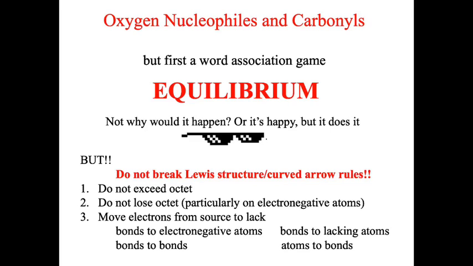That said, there are some things that are so wrong you can't do. So don't break Lewis structures or curved arrow rules. Do not exceed octets. Do not lose octets, particularly on electronegative elements. Don't be setting up a system where an oxygen has 6 electrons around it. That's not going to happen. You screwed up. Move electrons from a source to a sink. Bonds to electronegative atoms, bonds to lacking atoms, atoms to bonds.